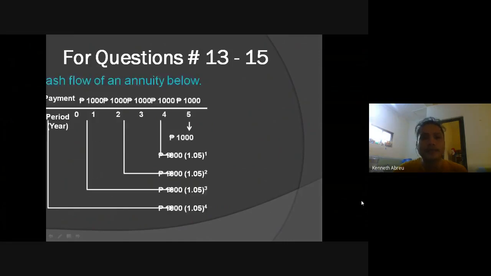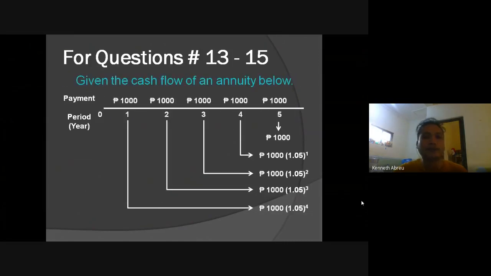Okay, this illustration is for questions number 13 to 15. I will give you 1 minute to take a look at the cash flow of an annuity. Remember that questions number 13 to 15 are related to that cash flow.